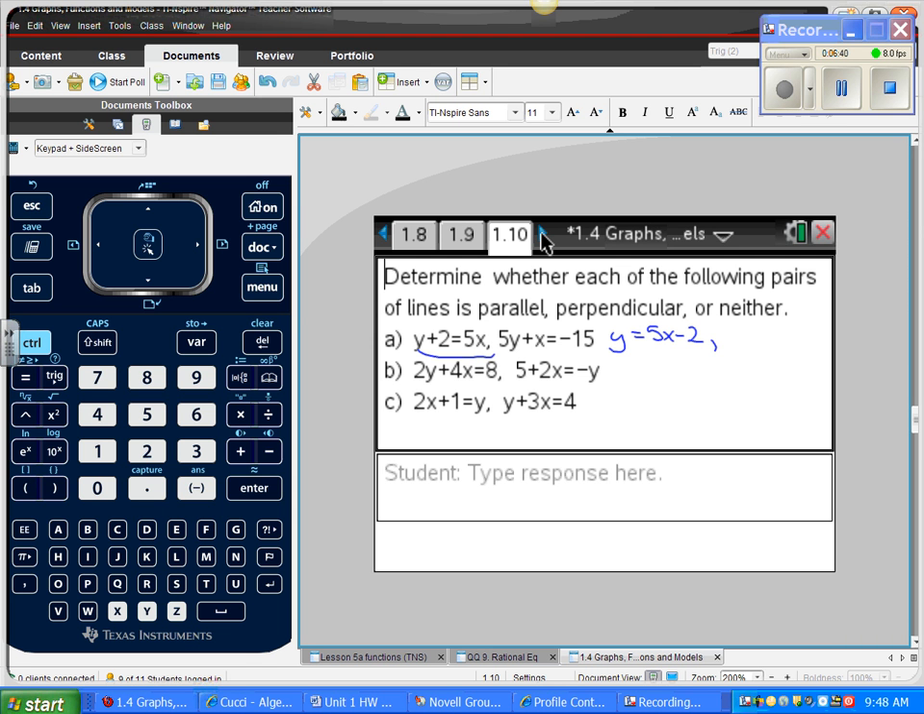And the next one requires a little bit more work. So we're going to start by subtracting that x. Notice I'm keeping my x before my constant. And then we have to divide by 5. So if we're talking about parallel and perpendicular, what we're concerned about is the slope. The slope is always the number that sits in front of the x. I've got 5 and negative 1/5. Those are negative reciprocals. So this first one is perpendicular.